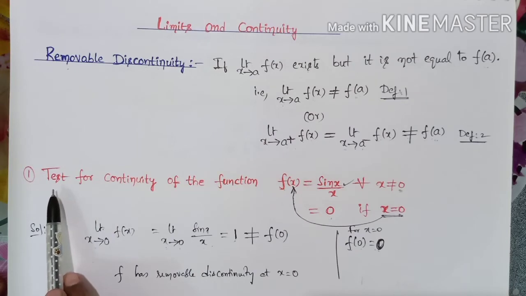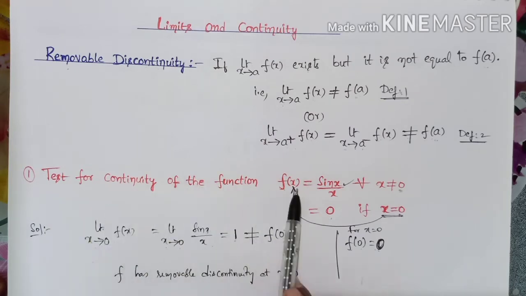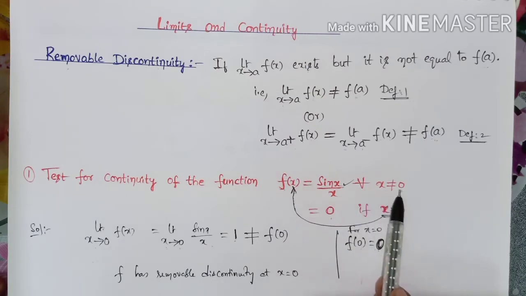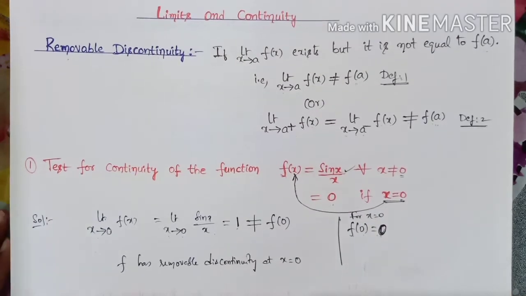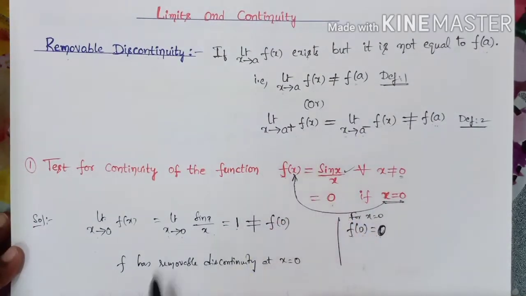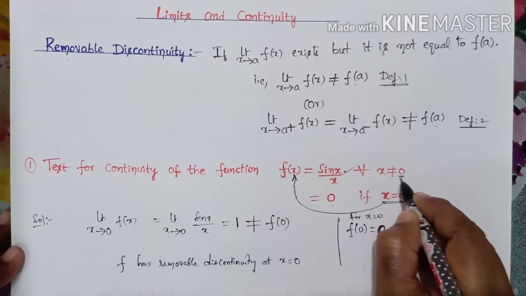We see one example. First example: test for the continuity of the function f(x) equal to sin x by x for x not equal to 0, and this is equal to 0 if x is equal to 0. First we solve this problem by definition 1. The limit as x tends to a of f(x). In this problem a, that is the limit point, is 0.